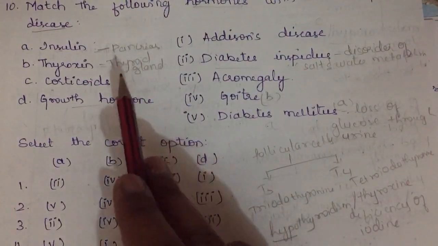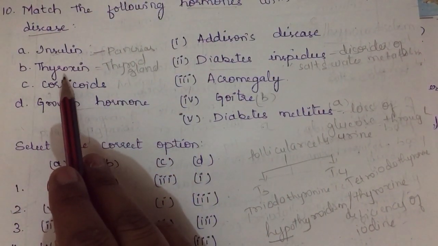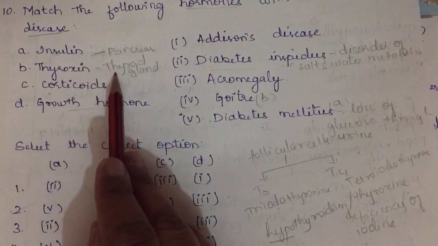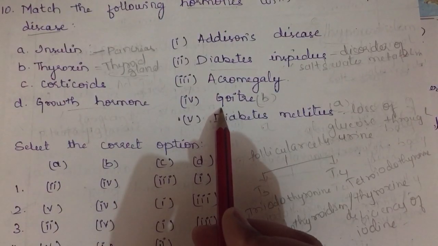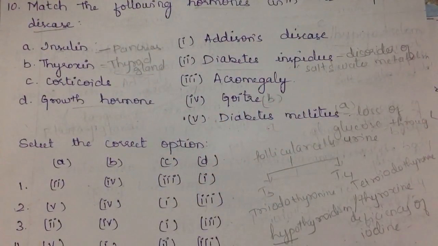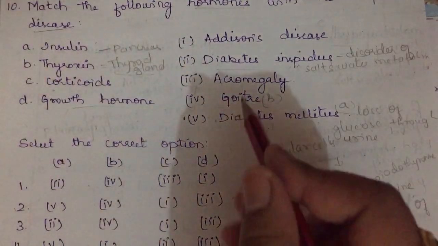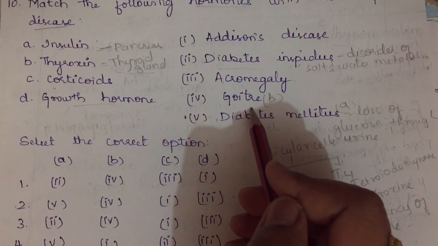What is the thyroid gland secreting? The thyroid gland is secreting thyroxine. If this is not there, then what happens? Enlargement of the thyroid gland takes place. For that we call it goiter. When does this occur? In the deficiency of iodine, when iodine is not getting properly to the thyroid gland. So this one is goiter.